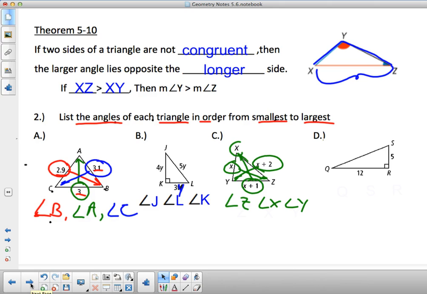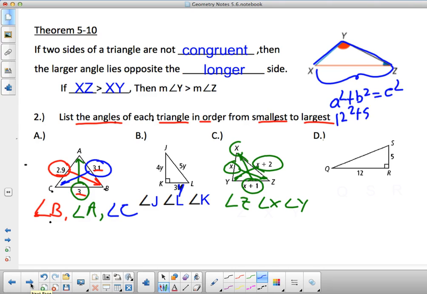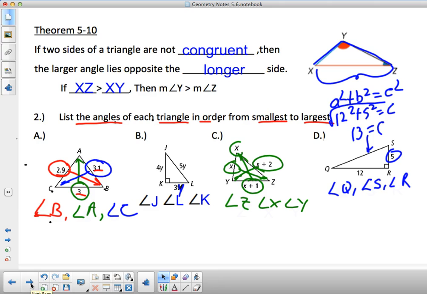It's a right triangle. I know the largest side is QS. And I could actually find that measure if I so chose, because I know something called Pythagorean theorem. So I've got 12 squared plus 5 squared equals C, and I find that square root, I got 13. It's equal to C, that's 13. Well, 13 is bigger than 12 and 5, so I totally know that 5 is the smallest, so angle Q, then angle S, then angle R. And I'm done. How you doing? Is it making sense? Yes, no, maybe.